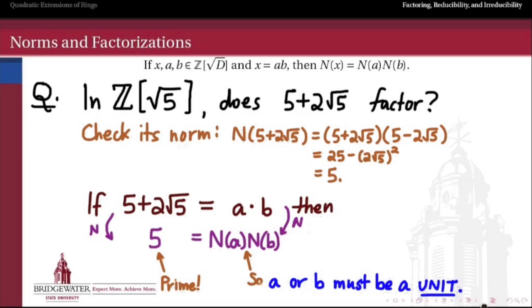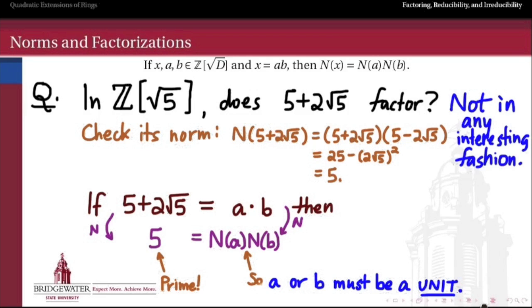So does 5 plus 2 radical 5 factor? Well, it might, but if it does, then one of those factors has got to be invertible. It's got to be a unit, which is actually not very interesting in the grand scheme of things. So if this number factors, it doesn't do so in a fashion that's very interesting.